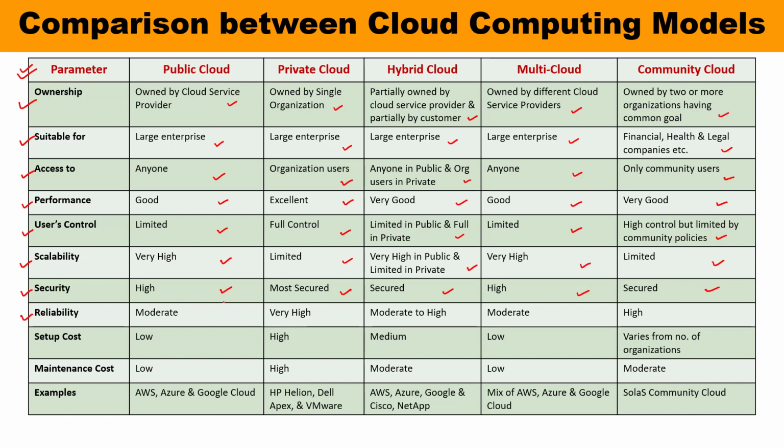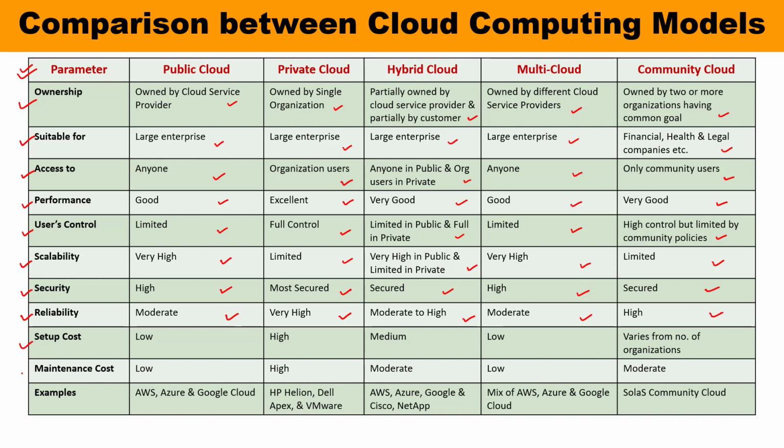Reliability. When we are talking about the public cloud, because the data centers are available all across the globe through which the users are connected, reliability is moderate over here. But reliability is very high in the case of the private cloud because all the resources are dedicated to that particular organization. For hybrid, it is moderate to high. In case of multi-cloud, it is moderate, and for community, it is high.